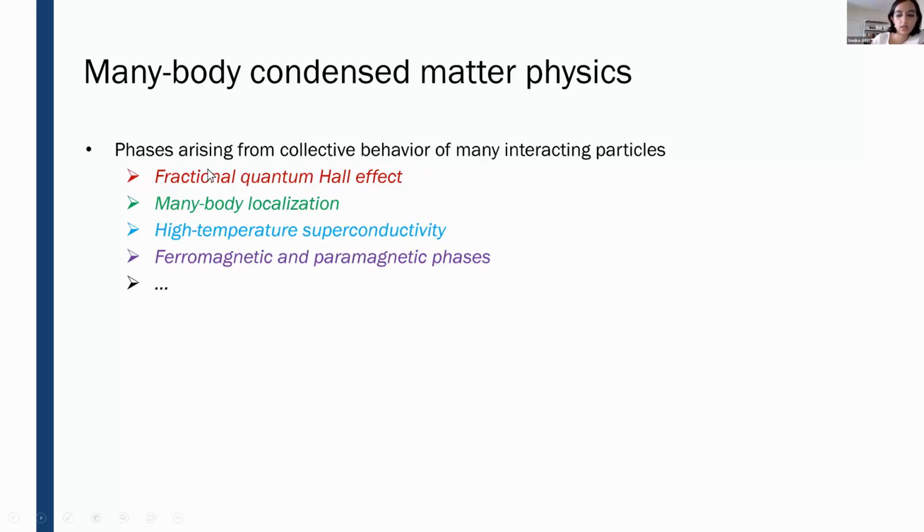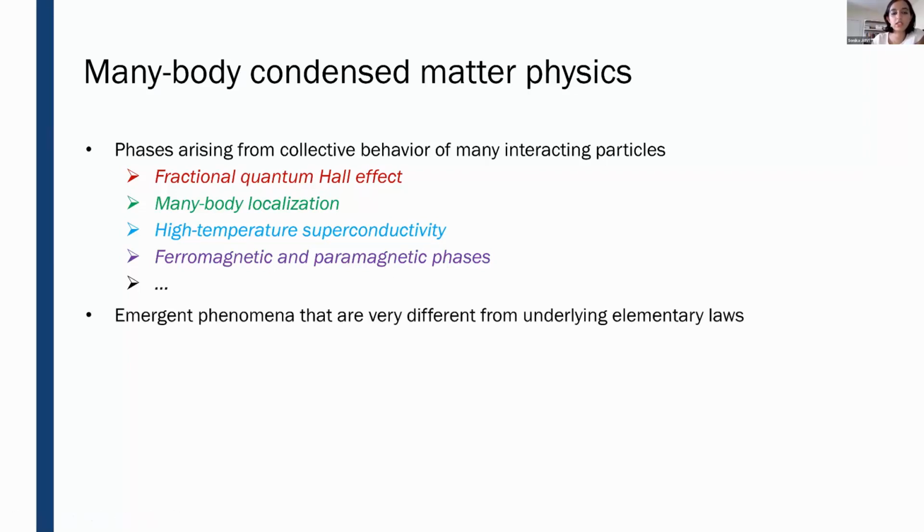This area of physics studies phases that arise from the collective behavior of many interacting particles. You may have heard of some of these phenomena, such as the fractional quantum Hall effect, high temperature superconductivity, many-body localization, different kinds of magnetic phases. The very special thing about these phases is that they are emergent phenomena. If you just knew about the underlying elementary laws, for instance the Coulomb interaction between electrons, you would not be able to predict many of these phases. So that's why they're called emergent phenomena.